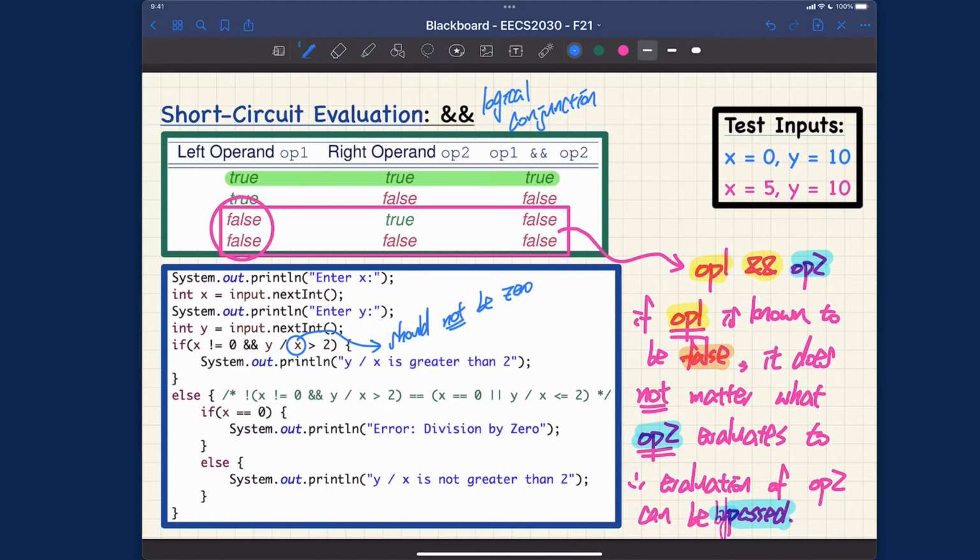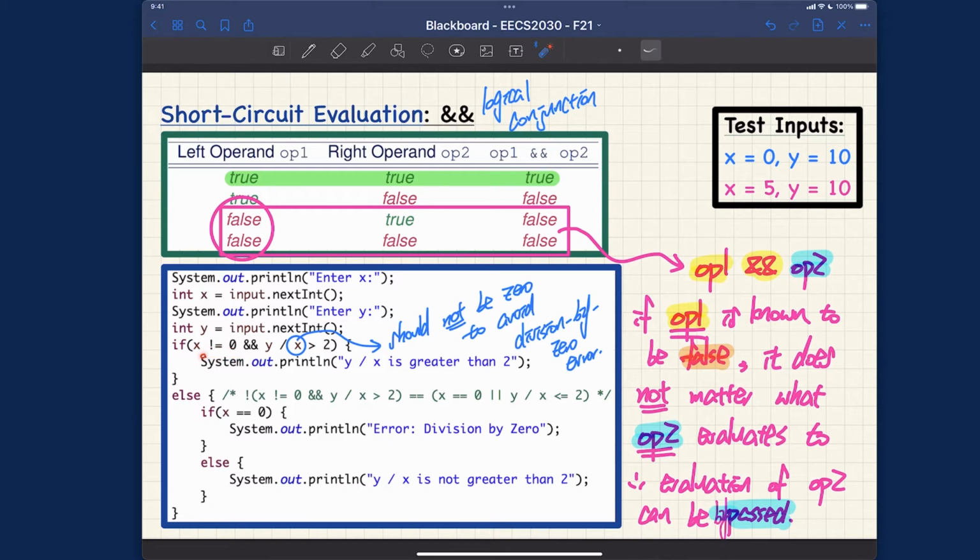To avoid division by 0 error. So you can see in this case, in order to really protect this particular expression over here, we are putting x not equal to 0 over here.